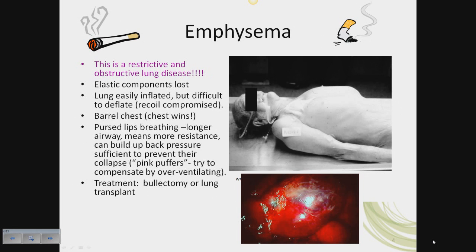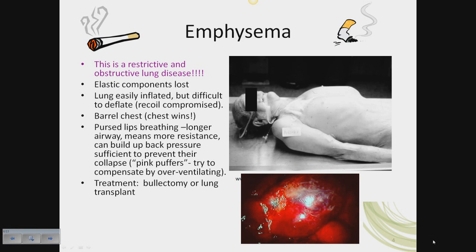Now, why do they call them pink puffers? Well, they bend over. They take a tripod stance. They put their hands on their knees. They're going to recruit their abdominal muscles to push on their abdominal contents to help push the diaphragm up as high as possible. And then they're going to purse their lips together like they're blowing through a straw. And this builds up resistance, right? You're creating a longer air passageway. According to Poiseuille, the longer the passageway, the more resistance. So it builds up back pressure, and this might be enough to open up those normally collapsed bronchioles that collapse during a normal exhalation.